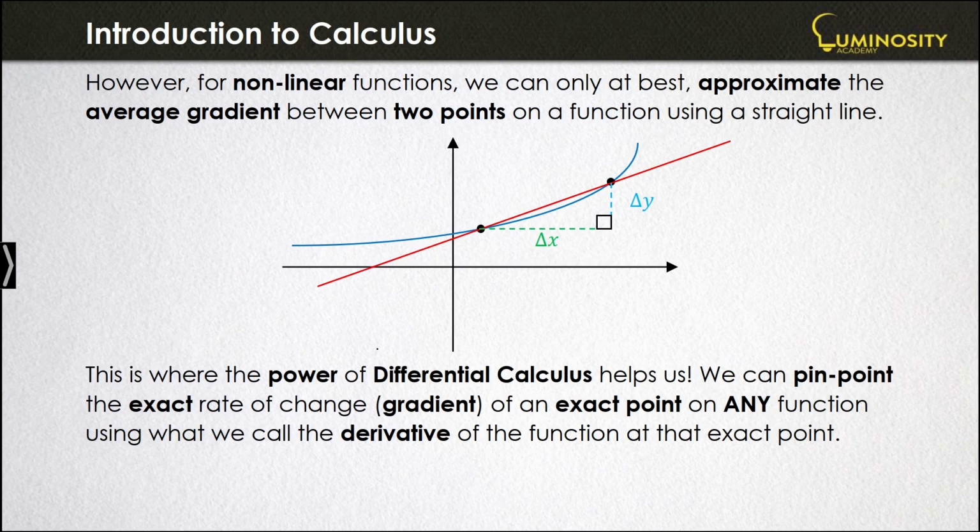However, if you're looking at nonlinear functions such as the exponential function we looked at earlier, f of t equals 3 times 2 to the power t minus 1, well, that's not linear. However, we can approximate what we call the average gradient between 2 points on a function using a straight line. So that's why we study straight lines first of all, because the gradient is very obvious to us. It's the change in y over the change in x. That's how fast that straight line grows. It grows at a constant gradient of m, which is the change in y over the change in x.